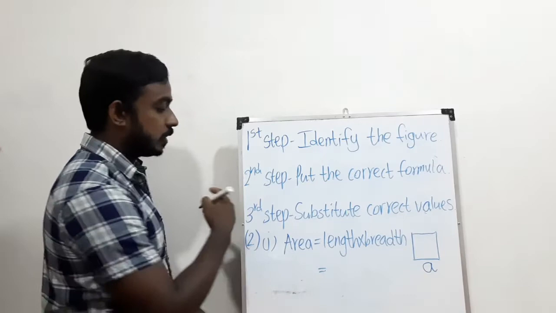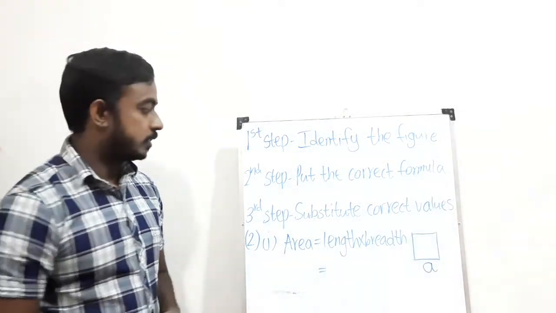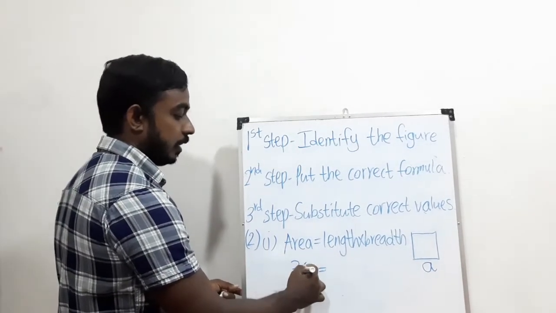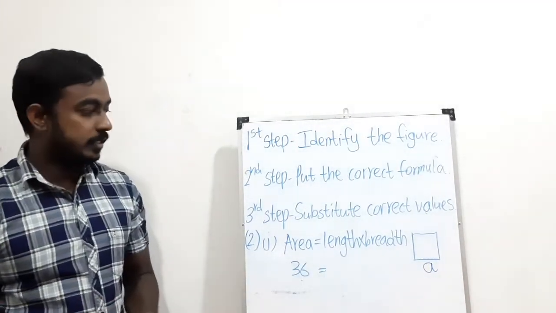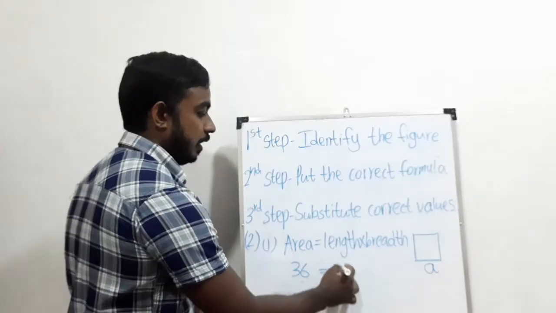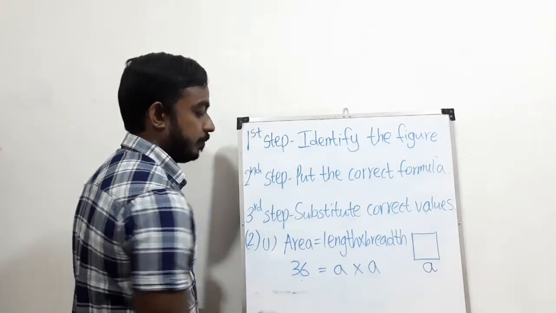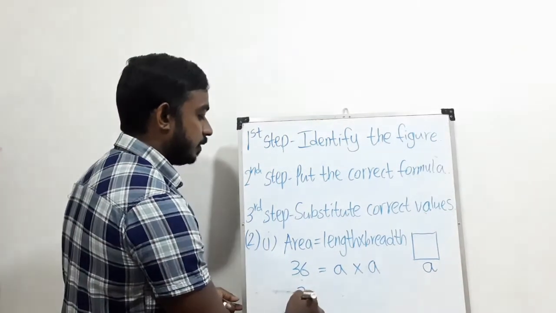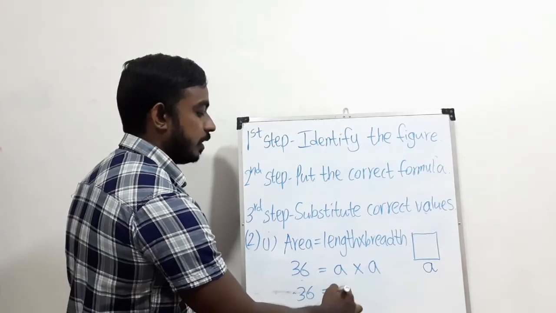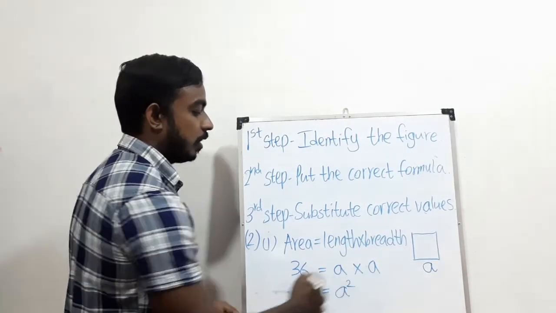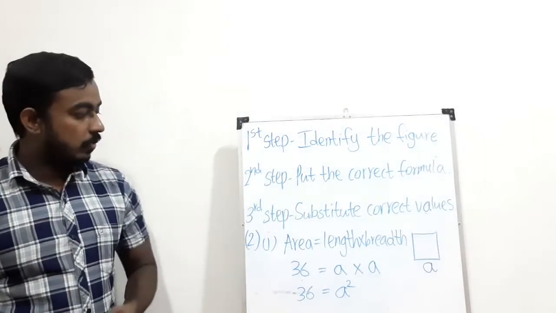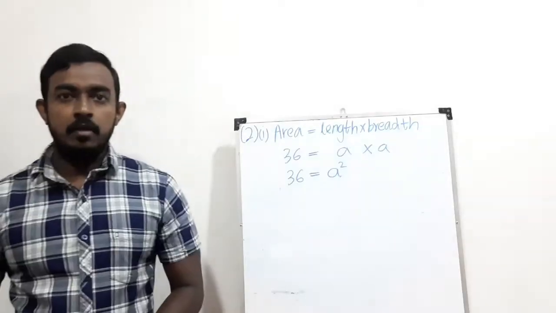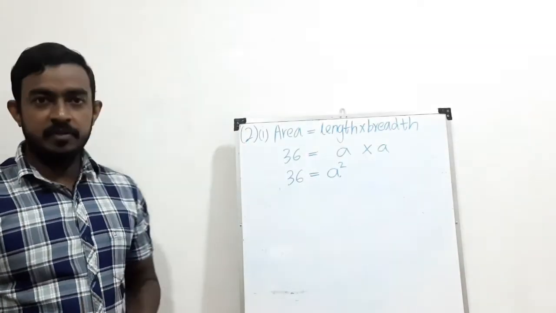Now, for the third step, we can substitute the correct values. Then that will be 36, as they have given us the area as 36. Then length as A into A. Now, we have to simplify this. Then we can write this as 36 equals A into A, which means A square. As I do not have enough space in here, I'm going to rewrite this above. Okay, now let us see how to simplify this.